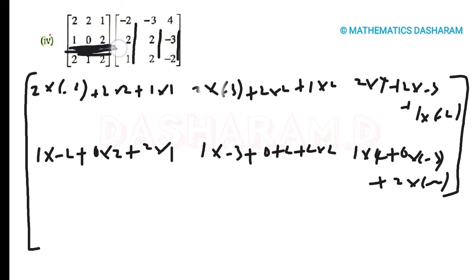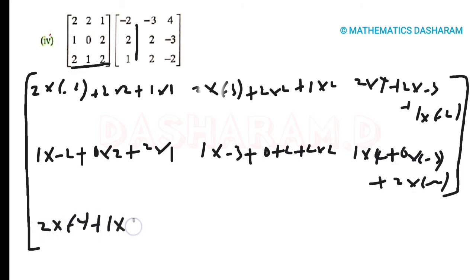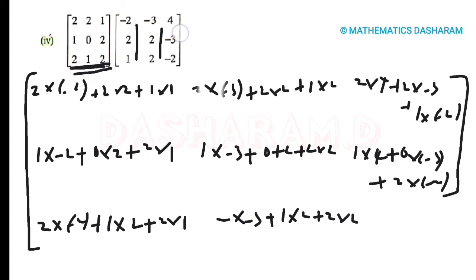So now third row first column. So the third row is 2 into minus 2 plus 1 into 2 plus 2 into 1. Next, third row second column, 2 into minus 3 plus 1 into 2 plus 2 into 2. Next, third row third column now. So 2 into 4 plus 1 into minus 3 plus 2 into minus 2.